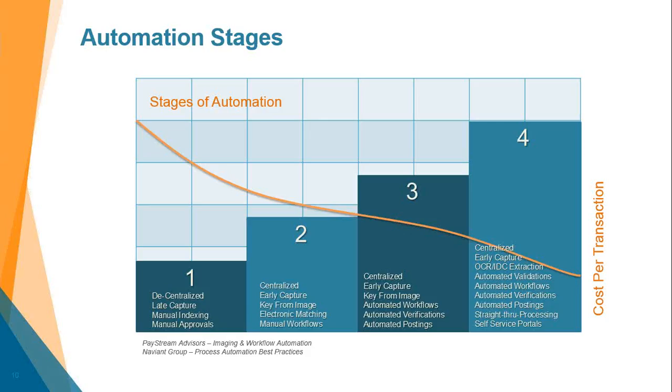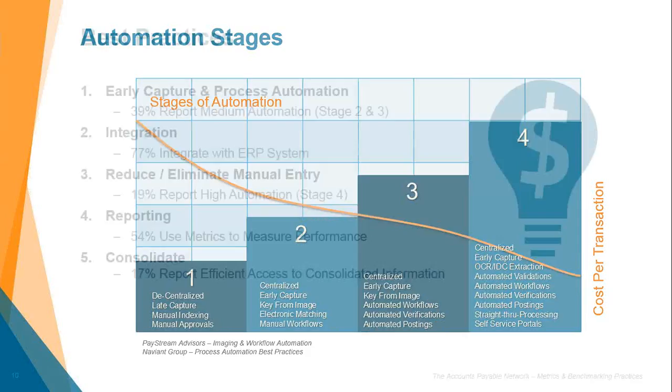And then stage 4 is really adding a level of optical character recognition or intelligent data capture, which we'll talk more about in this webinar as well. By doing that in combination with the early capture, now we're augmenting those workflow improvements, let's say in stage 3, with the capture improvements to reduce manual keying and to facilitate automated posting further and data validation.